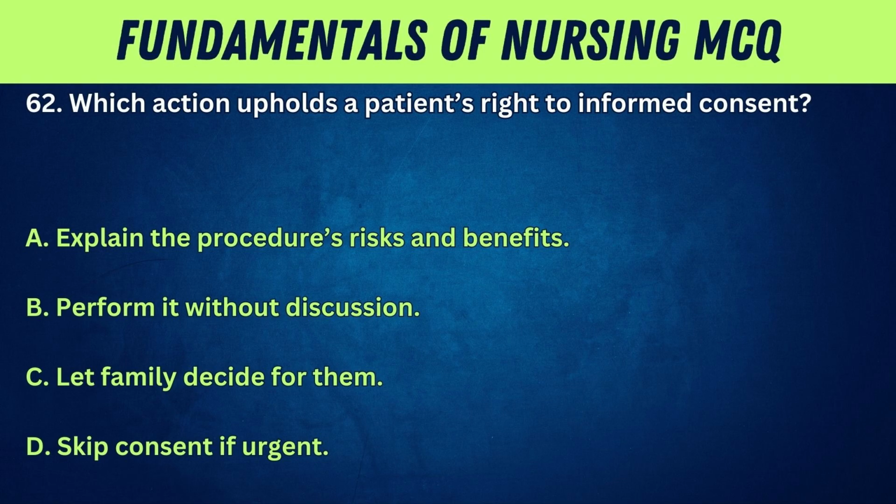62. Which action upholds a patient's right to informed consent? A. Explain the procedure's risks and benefits. B. Perform it without discussion. C. Let family decide for them. D. Skip consent if urgent.